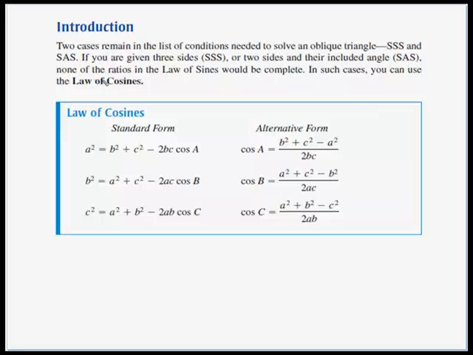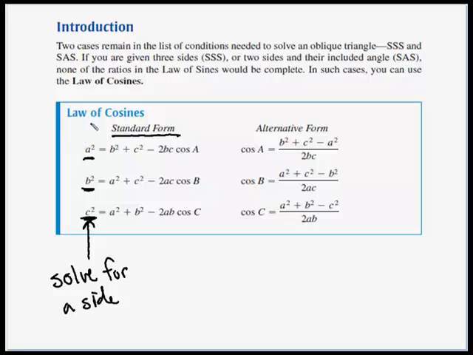If we look at either of these setups, we don't have any of the ratios for the law of sines. So here we have the standard form on the left, and we have the alternate form on the right. If we took this standard form and solved for the cos of A, we would subtract these terms from both sides, and then divide both sides by negative 2bc, and we'd have the cos of A isolated, and that is the alternate form. So these are interchangeable. The standard form is more useful when you want to solve for a side. If you want to find side A, I'd use the first one here. If you want to find side B, the second one works, and side C, the third one works, because those are the sides that are isolated.